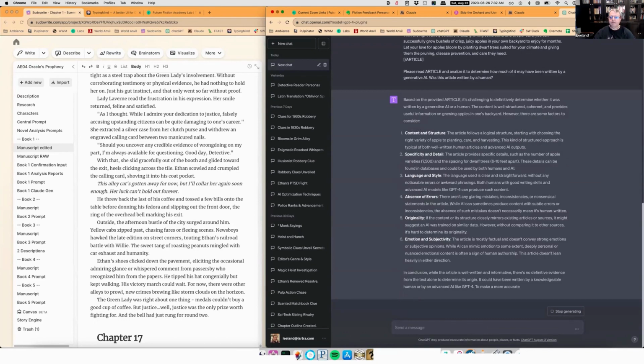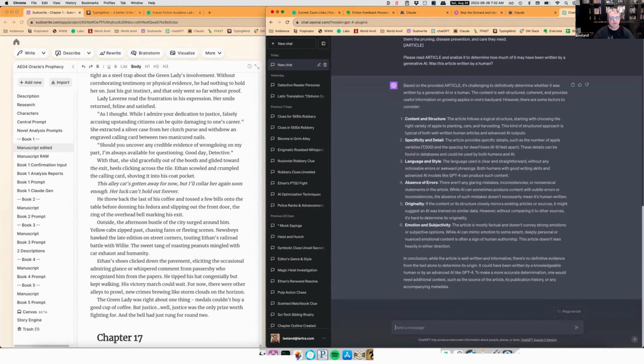Content and structure, which is typical of both well-written human articles with advanced AI outputs. In conclusion, so it goes through and it says there's no errors. Or the content is structured closely, mirrors existing articles or sources. It might suggest it was written by an AI. So everything in here is like it was suggested, or it's typical of either a well-written article or an AI output. In conclusion, while the article is well written and informative, there's no definitive evidence from the text to determine its origin. It could have been written by a knowledgeable human or by an advanced AI like GPT-4.